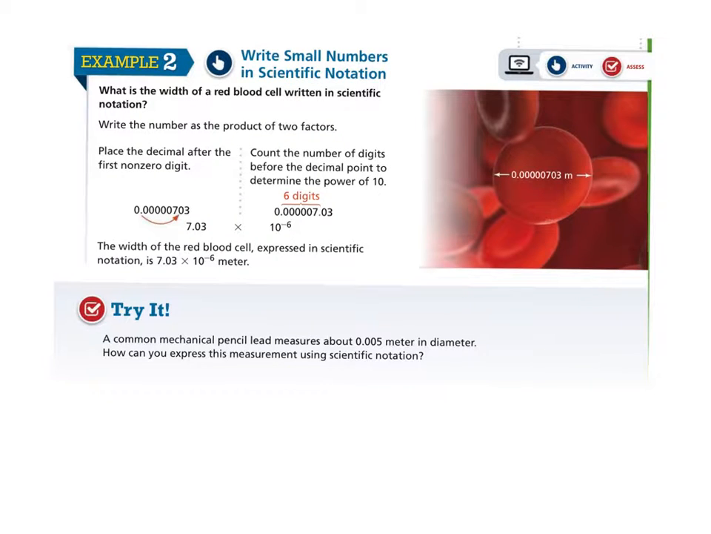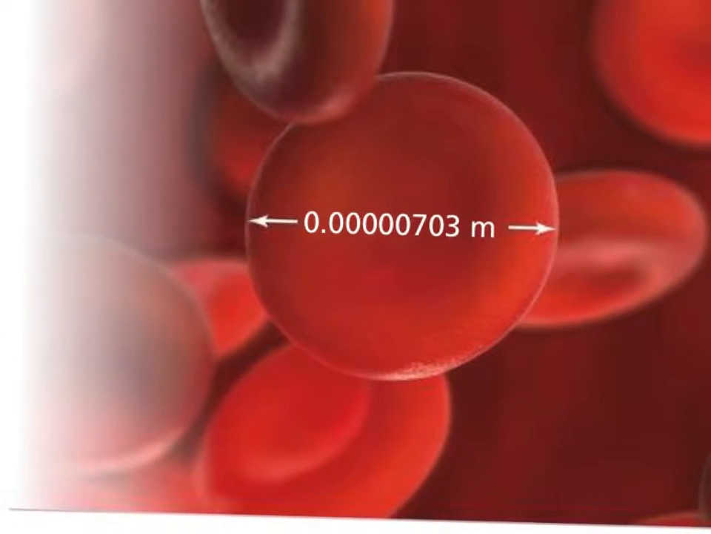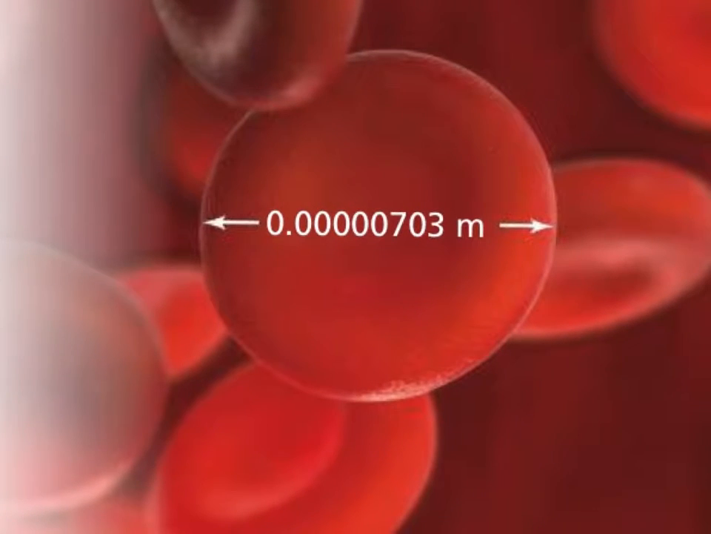So example 2, we've got a little bit better example here maybe. What is the width of a red blood cell written in scientific notation? So we're looking at this number and it's kind of a blur of zeros. You have all these zeros and there's no commas in these decimal numbers, so it's hard for us to even look at that and count how many zeros there even are.